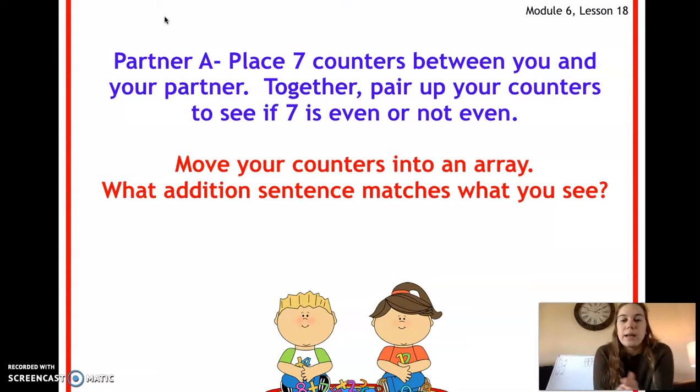Now they want you to move your counters into an array. So put them in one straight row. So put it into an array and then write an addition sentence that matches what you see. This can be done some different ways, so I'm going to let you come up with it and then send me a picture and I'll tell you if you're right or wrong.